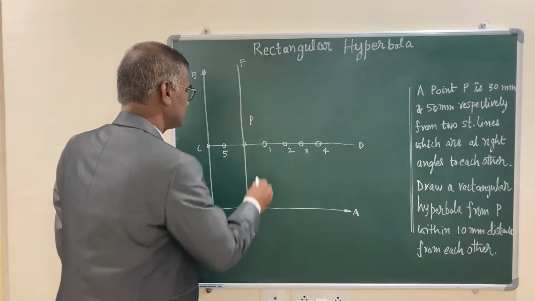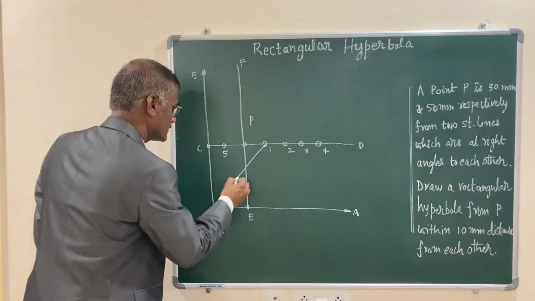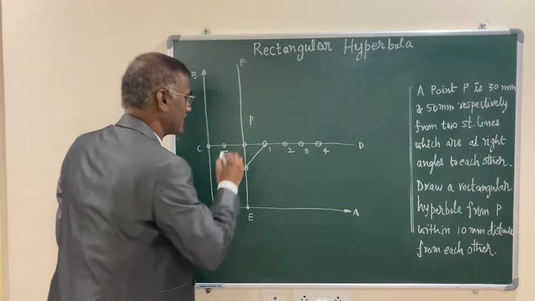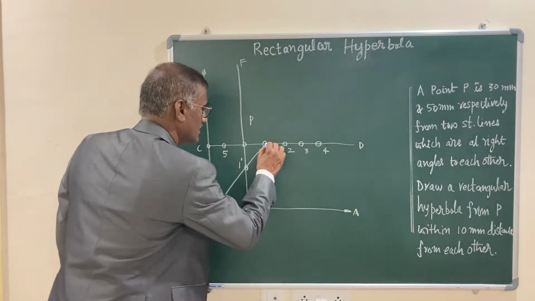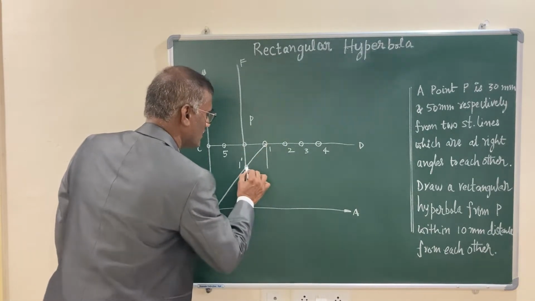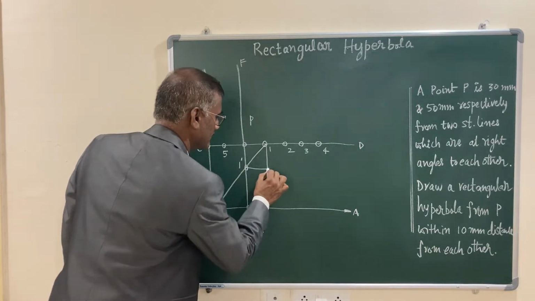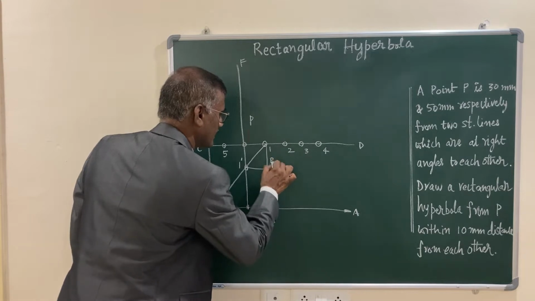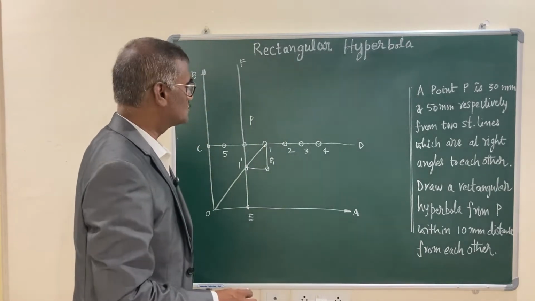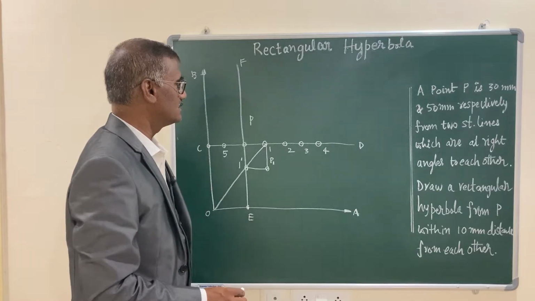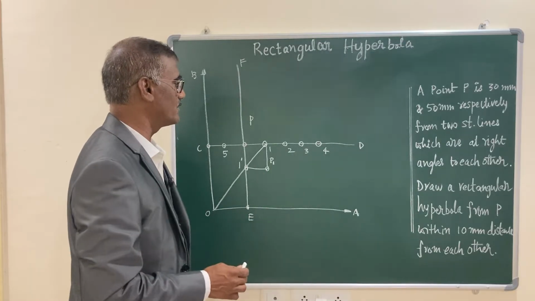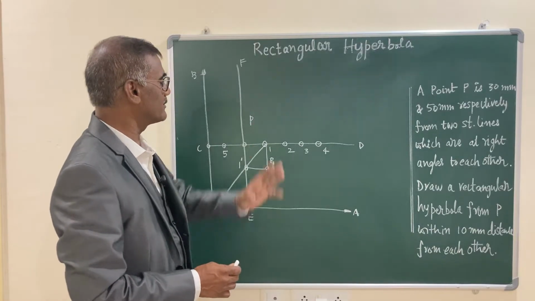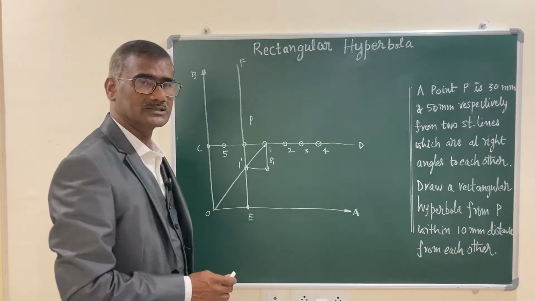Join all these points, one with the origin, and it is going to intersect at a point. Call this as 1 prime, and draw a vertical and horizontal through 1 and 1 prime, and the intersecting point is your required point, that is P1. Likewise, you proceed to draw the verticals as well as horizontals from each point, and the intersecting point gives you the required points on the rectangular hyperbola, that is P2, P3, and so on.